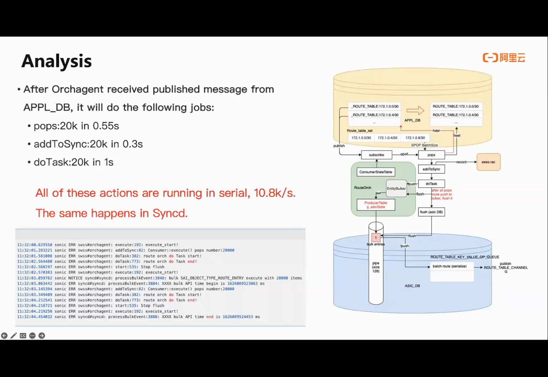And we have measured their running time to process 20K routes from the log here. You can see pops takes about 0.55 second, addToSync takes 0.3 second, and doTask takes 1 second. So in total, Orc agent takes about 1.85 seconds to process 20K routes, and the speed is around 10.8K routes per second. And the same situation happens in SYNC-D. They're running in serial. So this seems to be the bottleneck in SONiC for now.